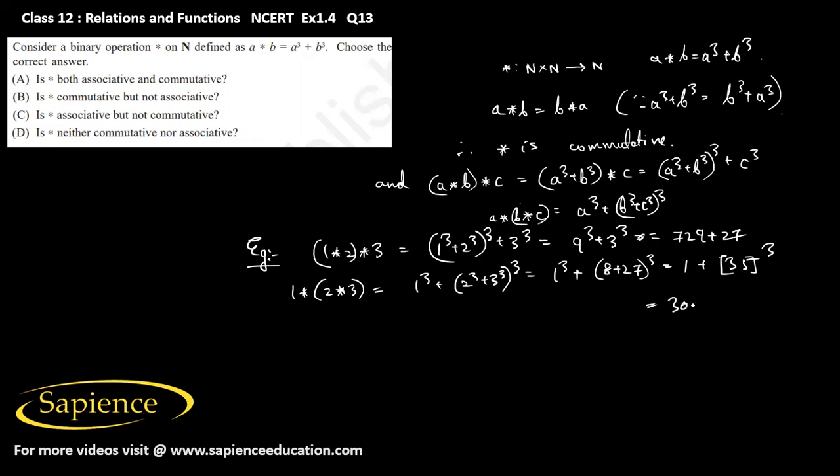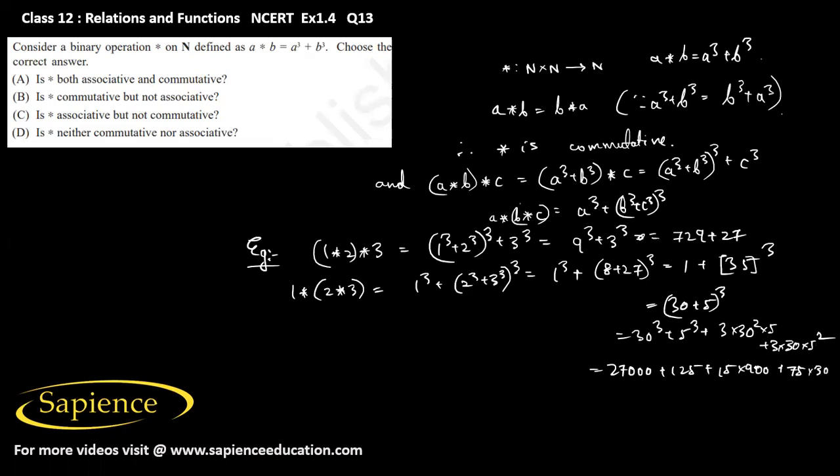So this is obviously 30 plus 5 whole cube. I can say this is a cube plus b cube plus 3a square b plus 3ab square. So that will be 27,000 plus 125 plus 15 into 900, plus 75 into 30. So this will be obviously greater than 729 plus 27, which is 756. That will be obviously greater than 756. So they are not the same.